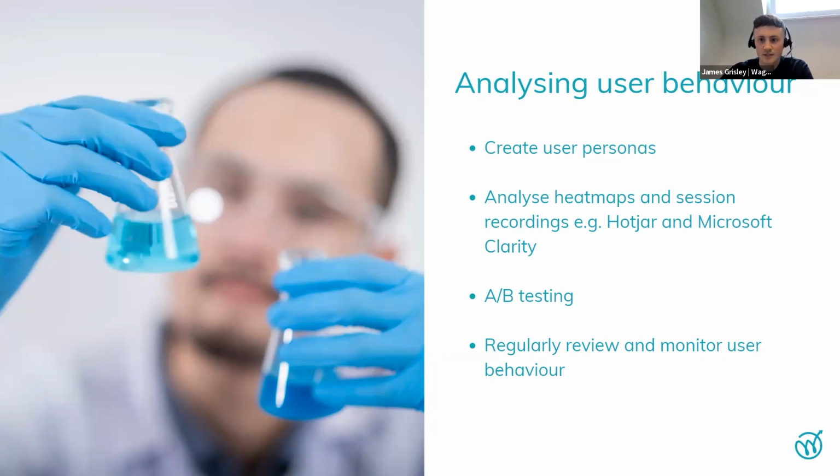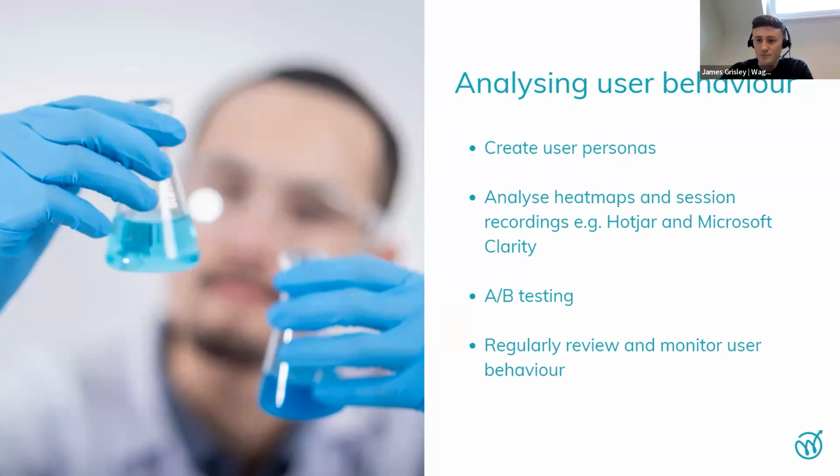Now, I touched on this a minute ago, but heat maps and session recordings provide visual representations of where users click, how they're navigating the site, and how long they're spending on a page. Programs such as Hotjar, and also Microsoft Clarity, are perfect for this kind of data. With this data, you can look for patterns and identify different opportunities or any issues that your users might be facing.